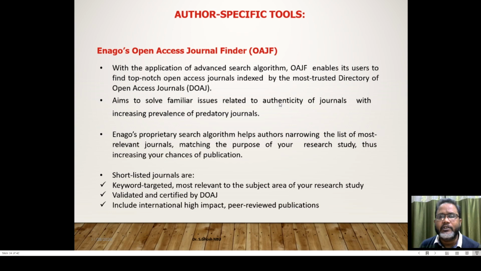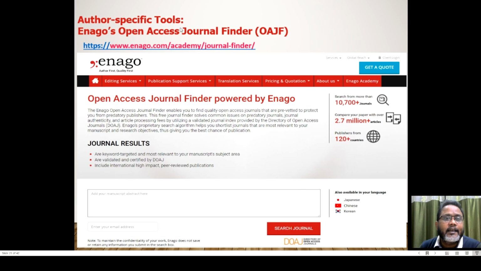It aims to solve familiar issues related to the authenticity of journals. Enago's proprietary algorithm helps authors narrow the list of most relevant journals, matching the purpose. Shortlisted journals are keyword targeted, most relevant to the subject area, validated and certified by DOAJ, and include international high impact and peer-reviewed publications. This is author-specific. If you go to Enago, you will find the Open Access Journal Finder, powered by Enago. In the back end, this is driven by the Enago developed special algorithm. On journal results, add your manuscript abstract here, and you can search journals.